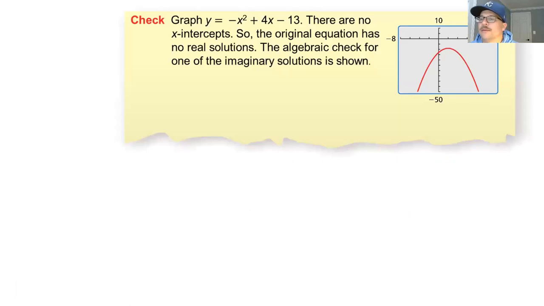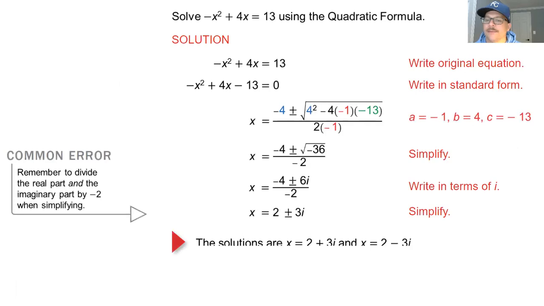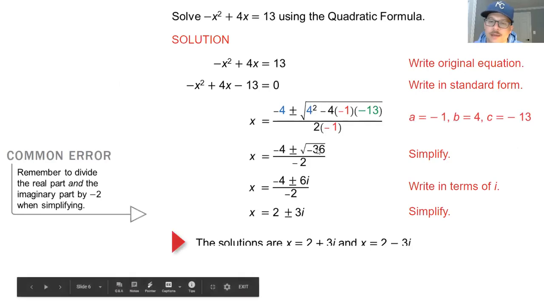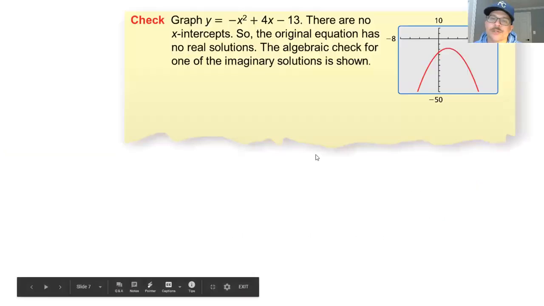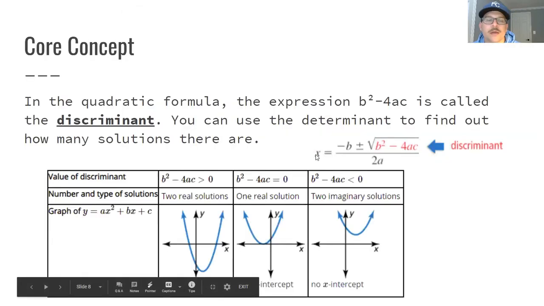So when you graph that and check it, notice how it is not crossing the x-axis, so there are no real solutions to this equation. The algebraic check is what's showing you how to find the imaginary solutions that use your i. And again, you can determine that by looking at the negative under the square root, which is actually the next thing that we're going to go over.